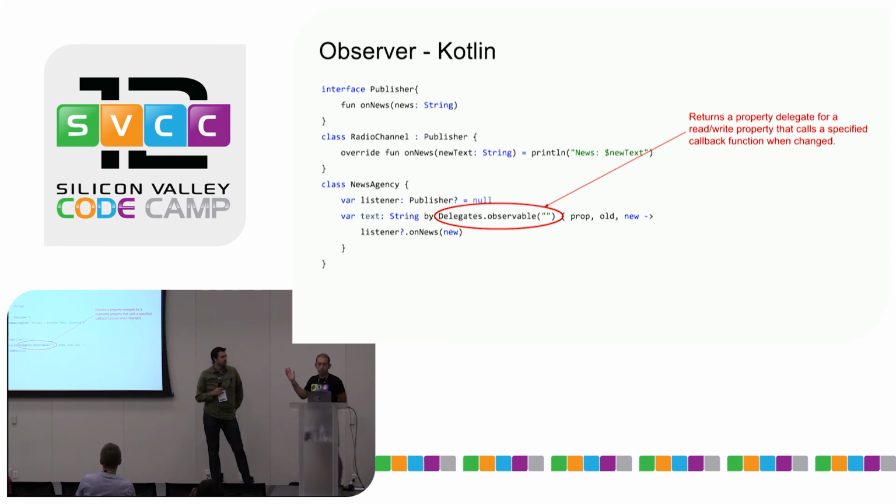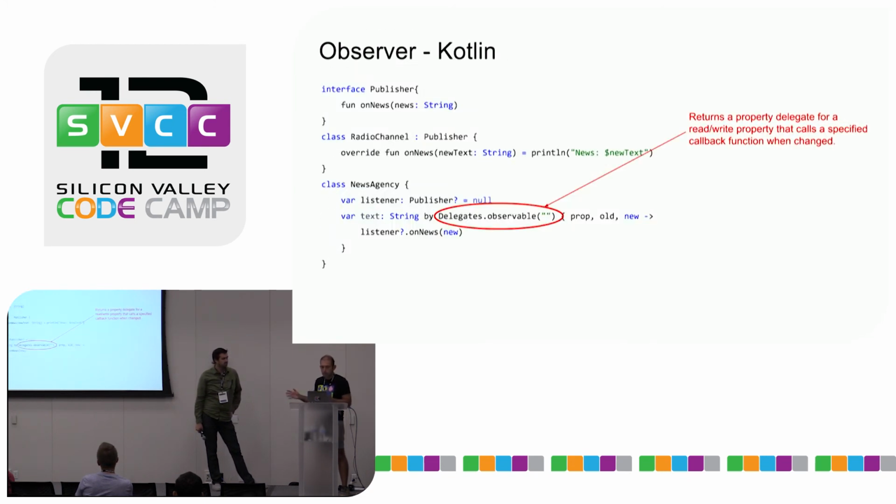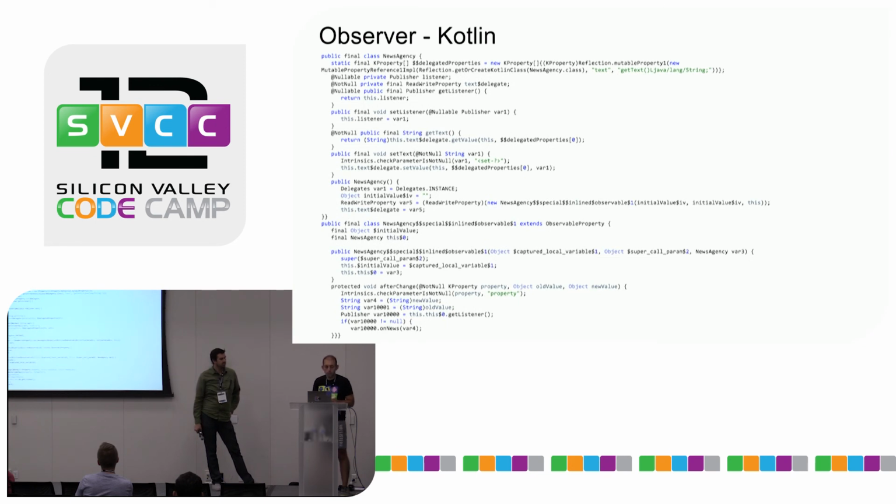If we want to write the observer the Kotlin way, we use delegates, which we don't have time to dig into, but you would really like to look at it in the Kotlin documentation if you're interested. It works pretty well. It basically creates this Java bytecode, which is pretty complicated and does a lot of stuff in the background.